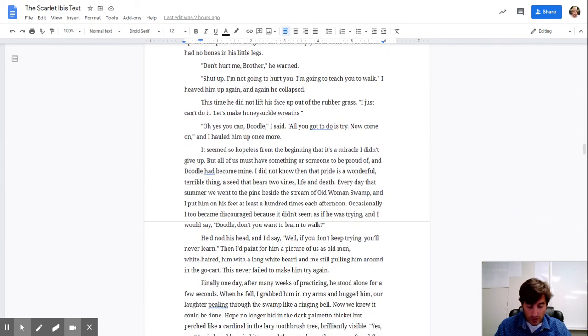Here's another super important line. I did not know then that pride is a wonderful, terrible thing, a seed that bears two vines, life and death. And we've seen multiple mentions of death at the beginning when Doodle was going to die, but he didn't. And here's this idea of pride and how pride can warp and twist. Pride can make us do good things. Pride can make us feel good about ourselves, but pride can also lead to our downfall. Our pride in ourselves that becomes too much arrogance can lead to horrible ends. Okay, so that's a little bit of foreshadowing. We're going to come back to that later. All right, meaning we are very close to the end of this video.